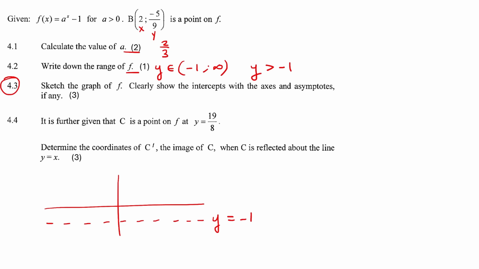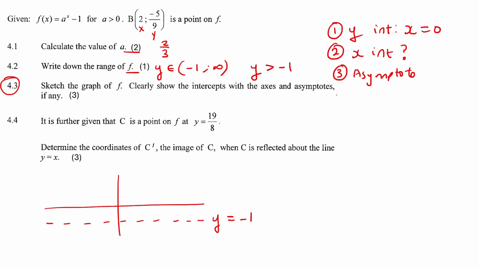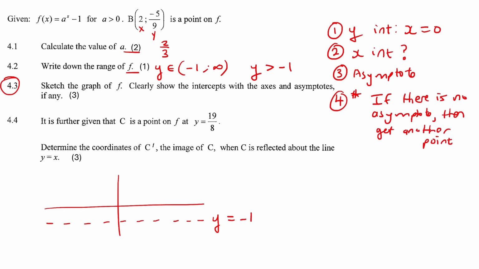Okay, so remember, to draw an exponential graph, we always start with step 1, we get the y-intercept. And to do that, we make x 0. And we see if there's an x-intercept. Sometimes there isn't, so I'm going to put a question mark here. And then the asymptote. Then point number 4 is, if no x-intercept, then another point. But you only have to do step 4 if there is no x-intercept.